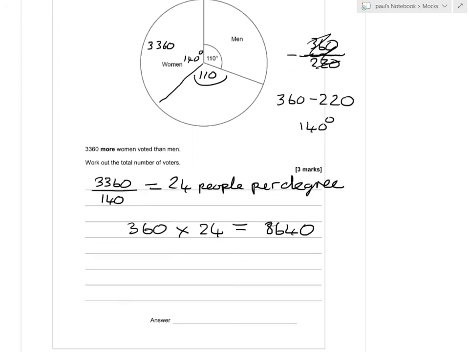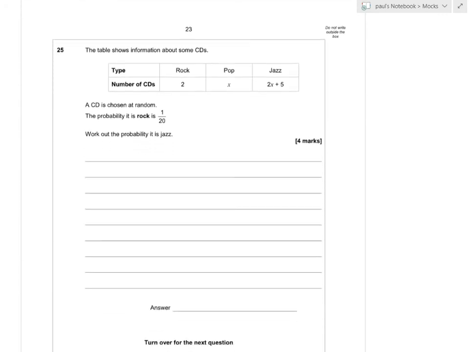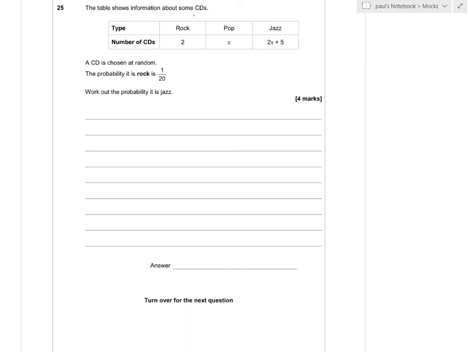Happy with that one. Question 25. The table shows some information about CDs, rock, pop and jazz. A CD is chosen at random. The probability that it's rock is 1 out of 20. What's the probability that it's jazz? Now, if you've got some rock and it's 1 out of 20, and you've got 2 of them, so that would be 2 out of 40. So there must be 40 altogether.